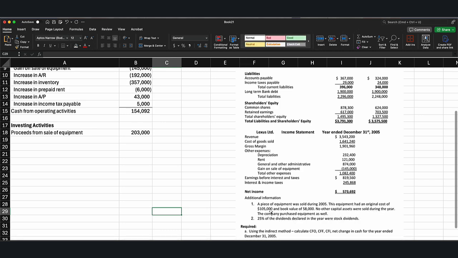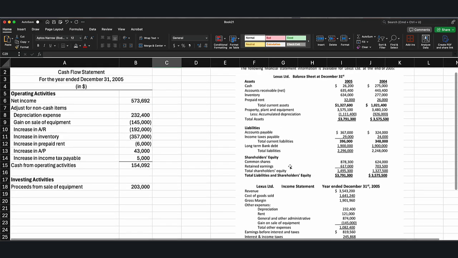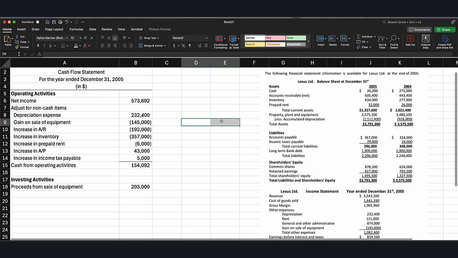The company purchased equipment as well. Now here's the tricky thing. They told you they bought equipment, but they didn't tell you how much they bought it for. And so we need to use our accounting skills to figure this out. I'm going to make a little T account here. I'm going to call this PPE, and I'm just going to use this to investigate my statements.